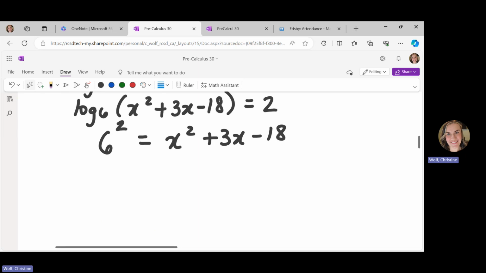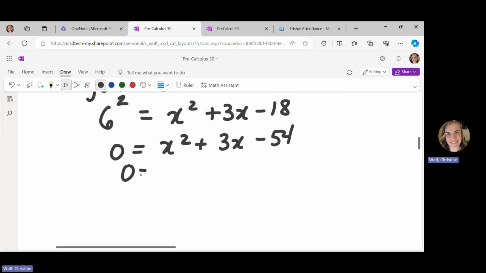This is a trinomial, okay? So I'm going to, in my head, I know that's 36. I'm going to subtract 36 from both sides. So I'm going to get 0 equals x squared plus 3x minus 54. I've just subtracted 36 from both sides. The reason I want it to be equal to 0 is so that I can factor it, right? This is an easy trinomial to factor.